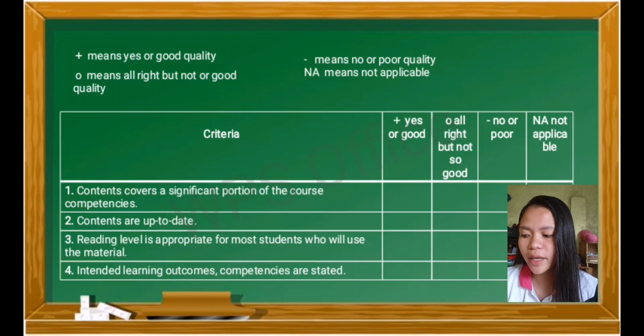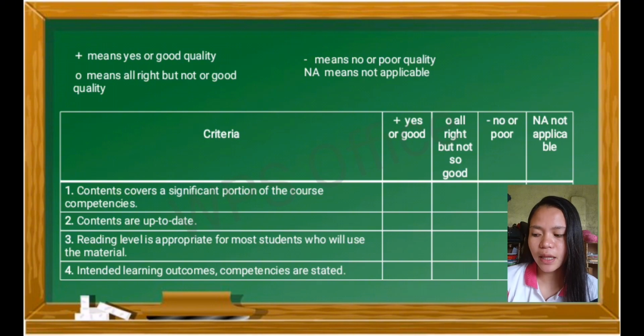The third criterion is: the reading level is appropriate for most students who will use the material. Is it yes or good? All right but not so good? No or poor? Or not applicable?